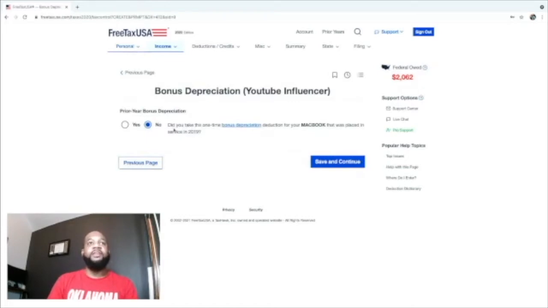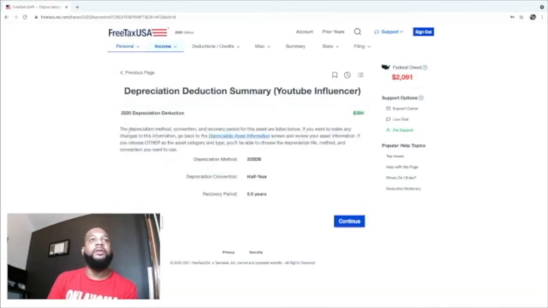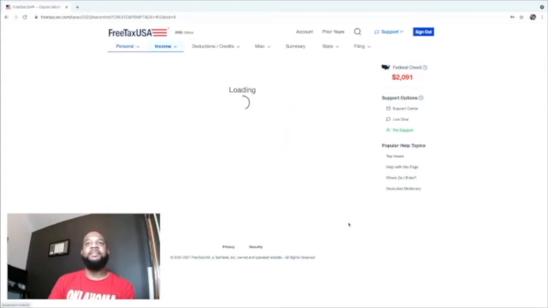Now you could take, did you take the one-time bonus depreciation deduction for your MacBook that was placed in service in 2019? You can put yes or no. Okay. And then you can put in the total amount that you want to expense. So 240. Put in 180 on here. If you put in any number other than that, it's gonna give you some bull crap. So just put in these numbers, okay? The depreciation method and recovery period for this asset are listed below if you want to make any changes. So look, now we at $2,091.